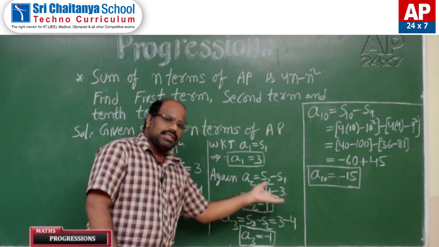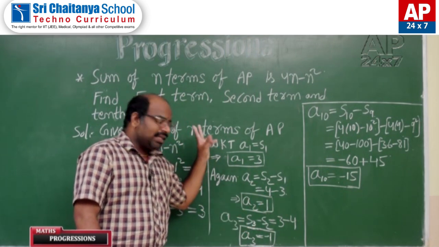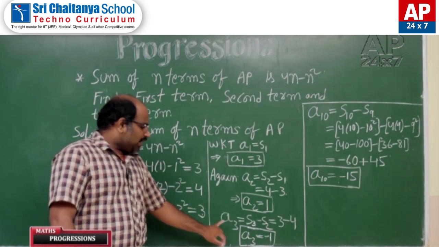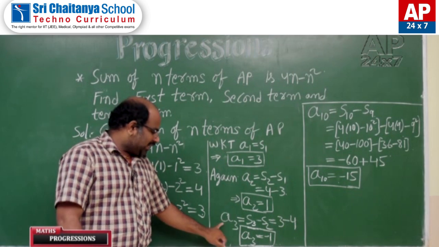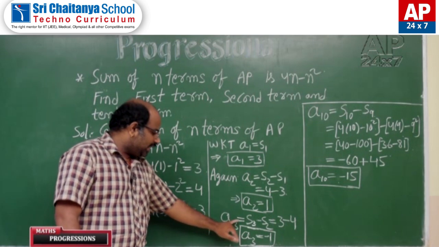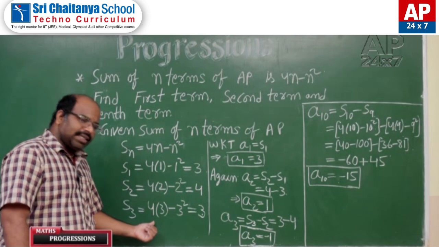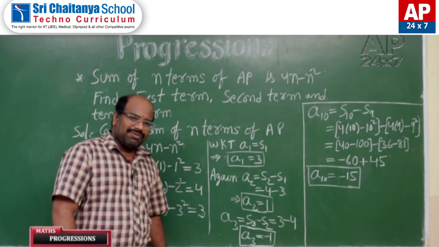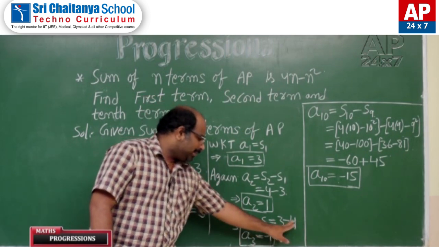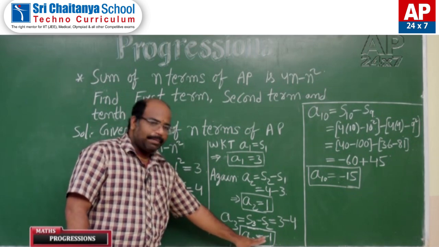Substitute these two values and simplify this value, 4 minus 3. So, the second term of the required AP is A2 is equal to 1. I just want to calculate one more value, A3. In fact, this is not asked in the question, I just want to calculate. A3 is equal to S3 minus S2. S3 value I have calculated, S2 value also I have calculated. Substitute those two values and simplify it. So, 3 minus 4 is minus 1. Therefore, the third term of the AP is minus 1.